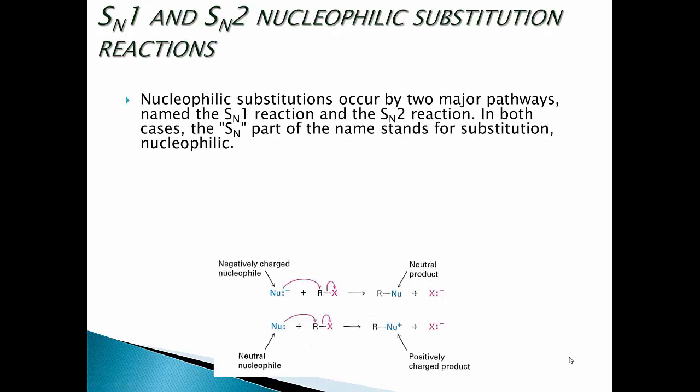So let's have a look now at SN1 and SN2 nucleophilic substitution reactions. Nucleophilic substitution occurs by two major pathways. It can be SN1 or SN2. They've got different mechanisms at which the reaction proceeds. The SN stands for substitution of a nucleophile.